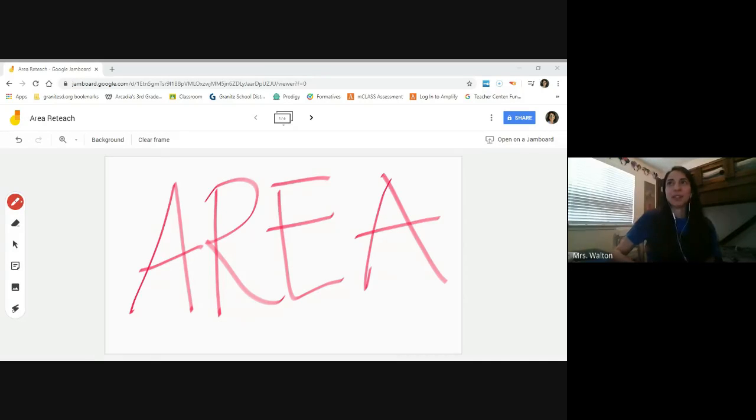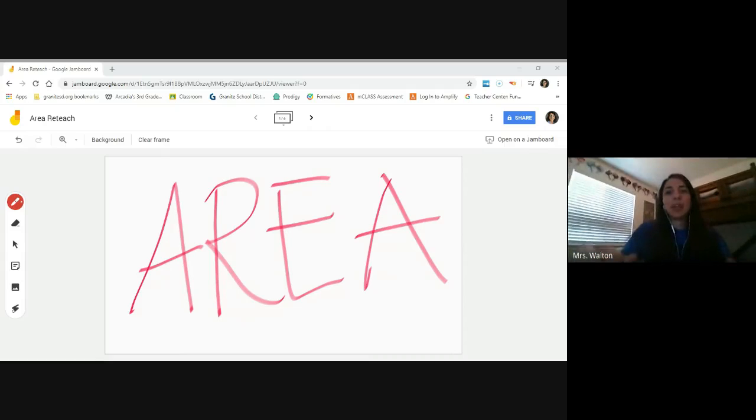Okay, I am going to teach about area and I'm going to review a few of the levels. Fortunately for you, let's see, what level are you on? Levels 5 and 6 are very similar to 3 and 4, but let's just review them.